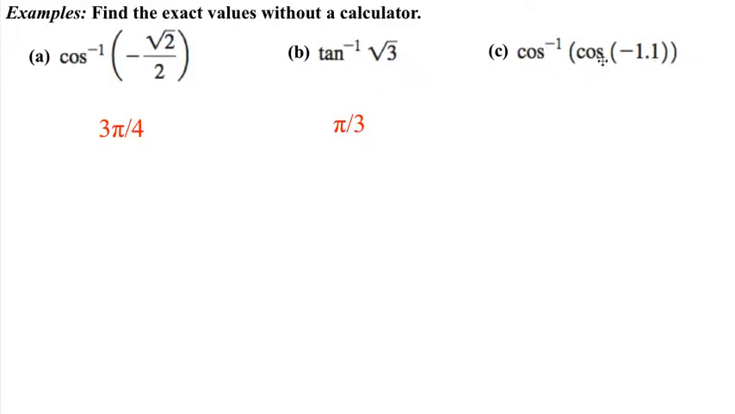And the last one, the angle whose cosine is the cosine of -1.1. And this is like an identity property here. Whenever you have the angle whose cosine is the cosine, these will always drop out and you'll just be left with the argument that you have in parentheses, which is -1.1.